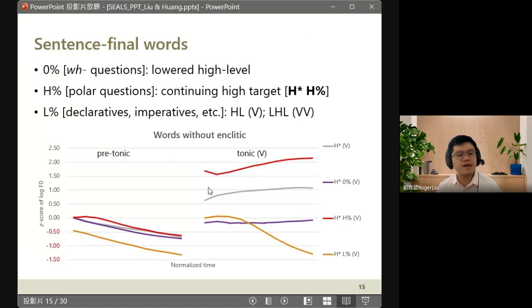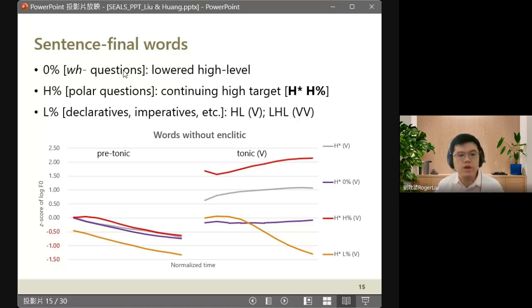And as for other sentence-final words, we can see there is a three-way contrast. The gray line is the sentence-medial word that serves as the base of comparison. With an L percent, the falling tone is quite obvious, and there are two other ways to realize the sentence-final tonic syllables.